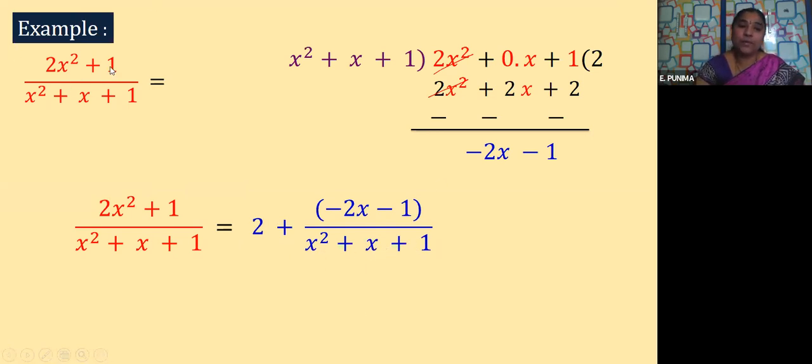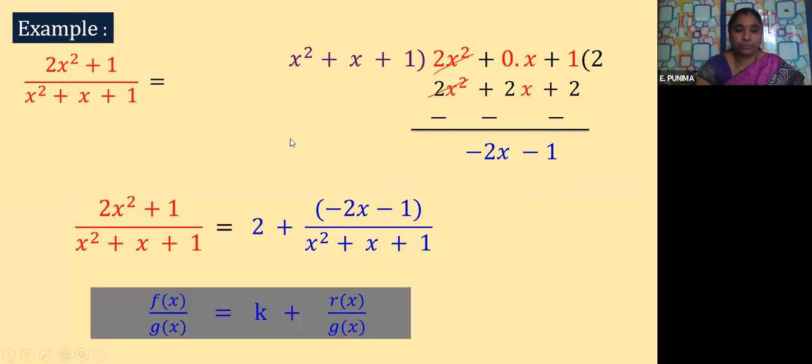So whenever an improper fraction is there like this, first of all you have to divide the two polynomials, then we'll get the constant k, that is our quotient, plus whatever remainder is left, that will be the numerator in the proper fraction. Is it clear, children? So like this you have to solve. Now let us see case 2.